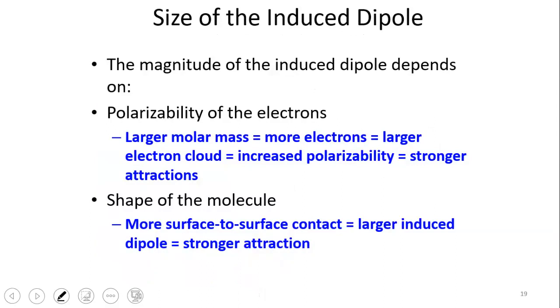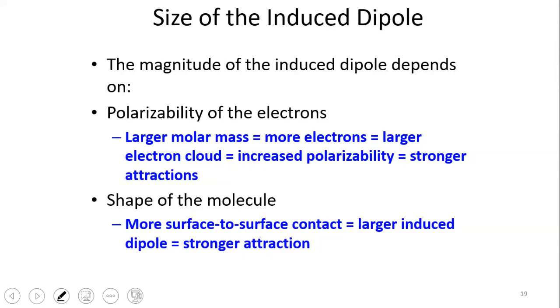So there are two things, therefore, that the magnitude of this induced dipole is going to depend on. Number one, the polarizability of the electrons. Man, even I have a hard time pronouncing that. But what that means is what we just saw with chlorine, bromine, and iodine. The larger the molar mass, the more electrons. Therefore, the larger the electron clouds around the molecule, which means that it has an increased probability of being polarized. I don't want to say the word because I can't pronounce it. And therefore, the stronger the London dispersion attraction.